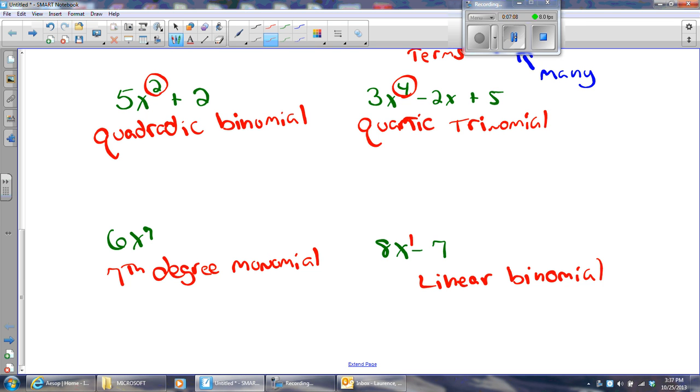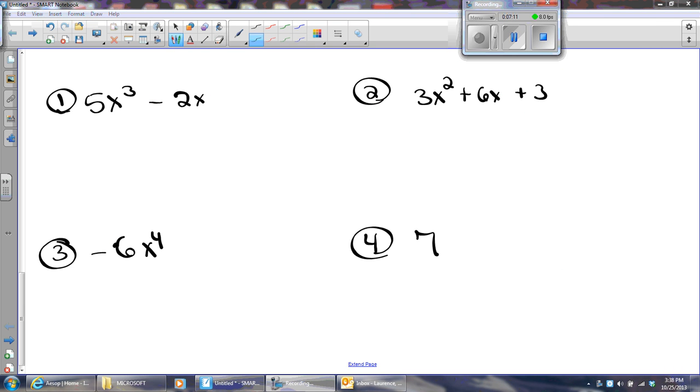Okay, hold on one sec. Okay, you go ahead and try to name these 4 problems and pause the video, and when you're ready, go ahead. All right, here come my answers. The degree is 3, so this is a cubic. There's 2 terms. It's a cubic binomial.